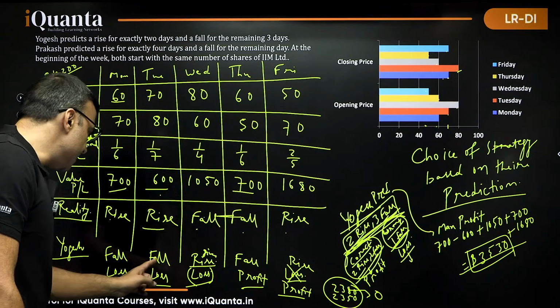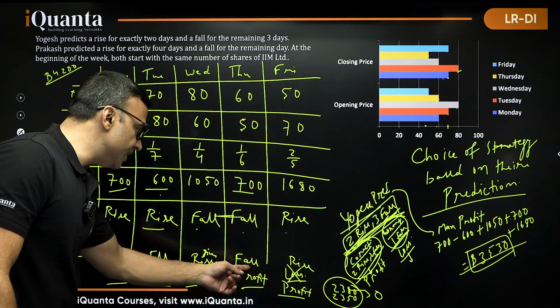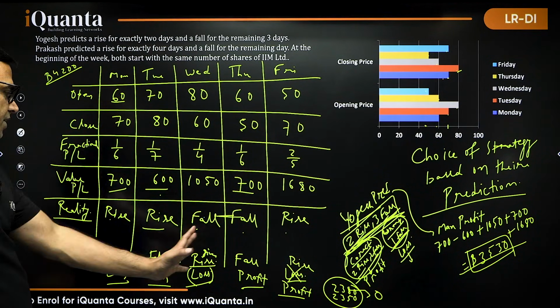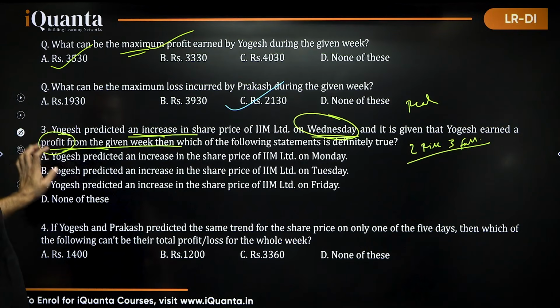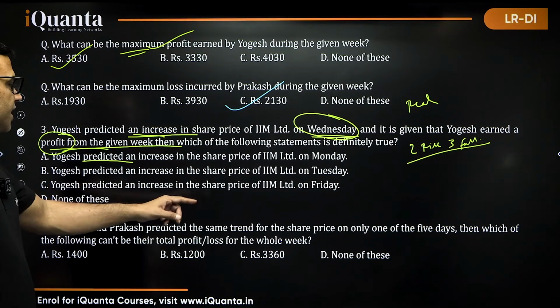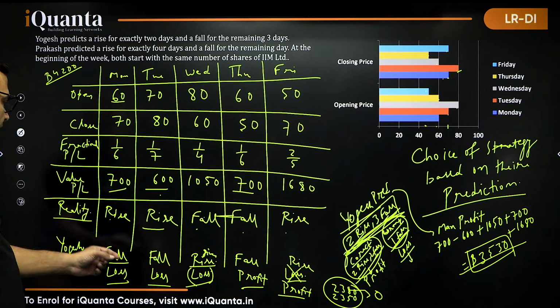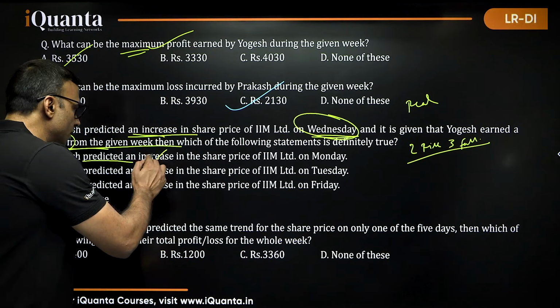Then these three cases will get automatically fixed, because he has to predict 3 falls. Okay. So this is the exact situation. What is the question? Which of the following is true? Yogesh predicted increase on Monday. Yogesh predicted fall on Monday. No. So that is wrong.